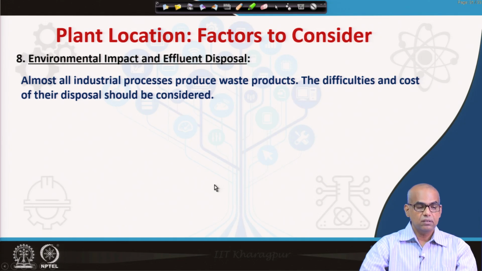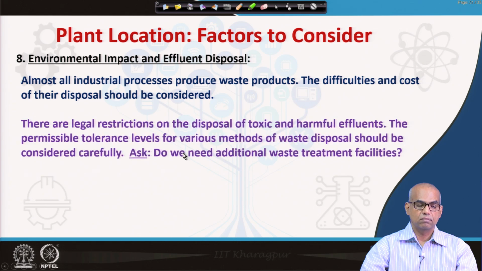Next factor, environmental impact and effluent disposal. Almost all industrial processes produce waste products. The difficulties and cost of their disposal should be considered. There are legal restrictions on the disposal of toxic and harmful effluents. The permissible tolerance levels for various methods of waste disposal should be considered very carefully.